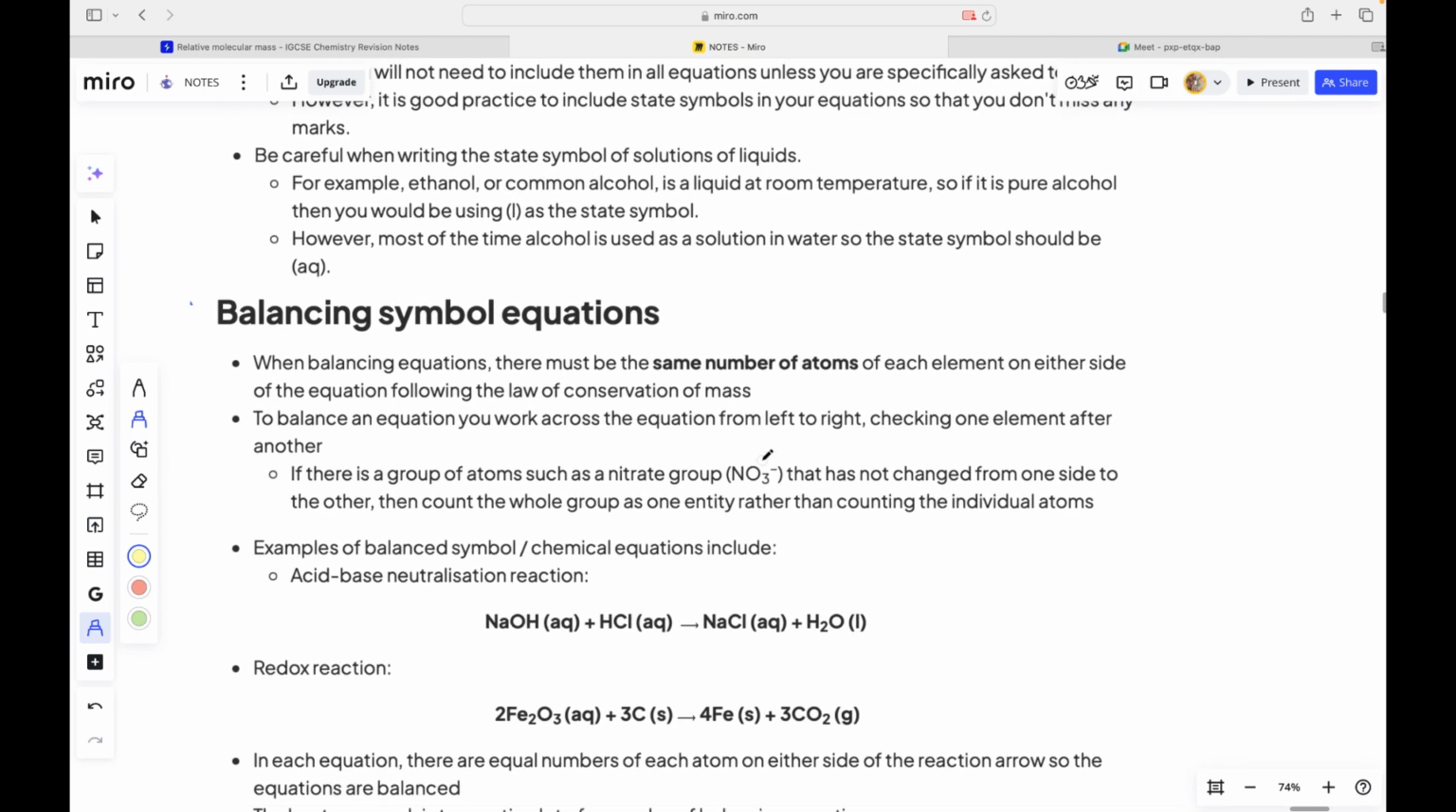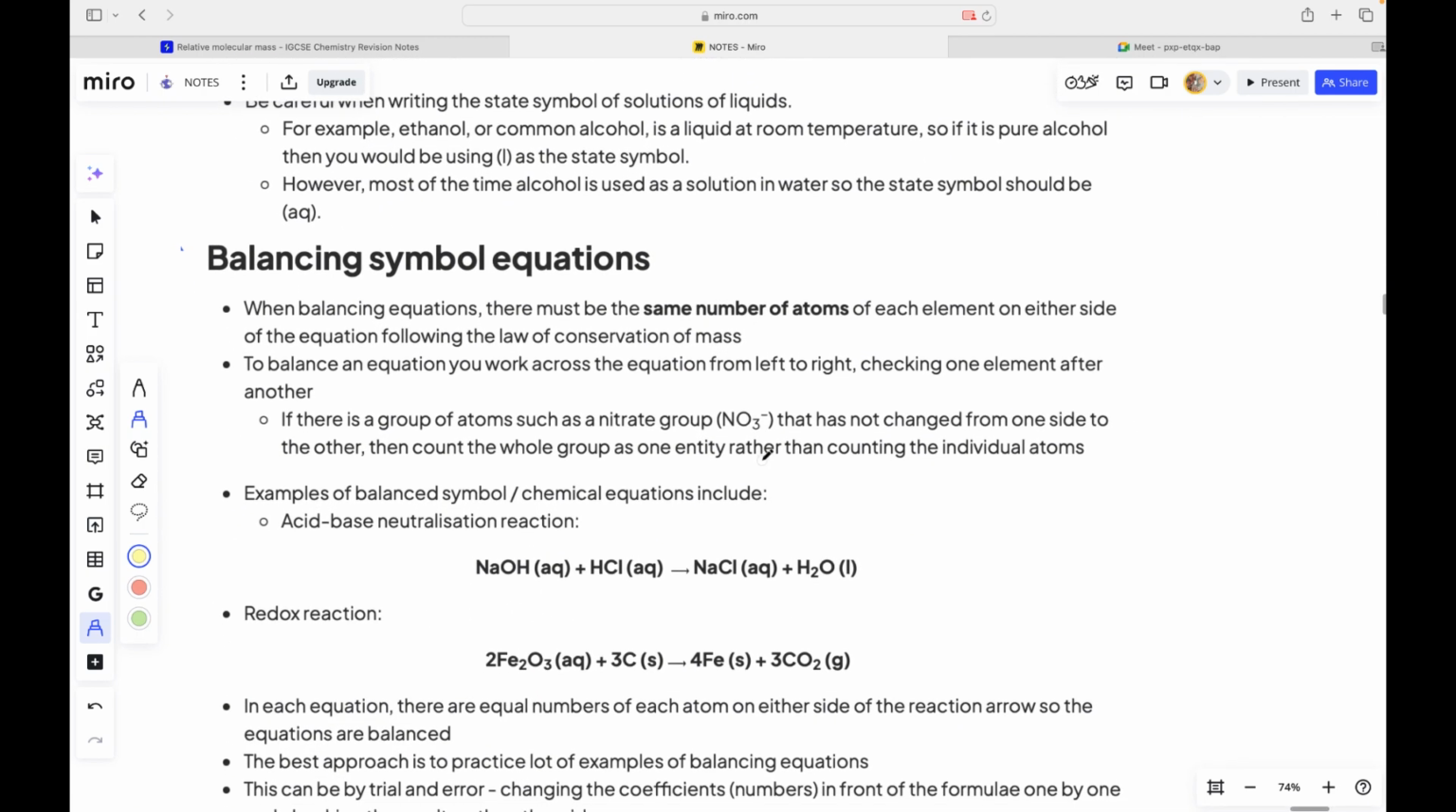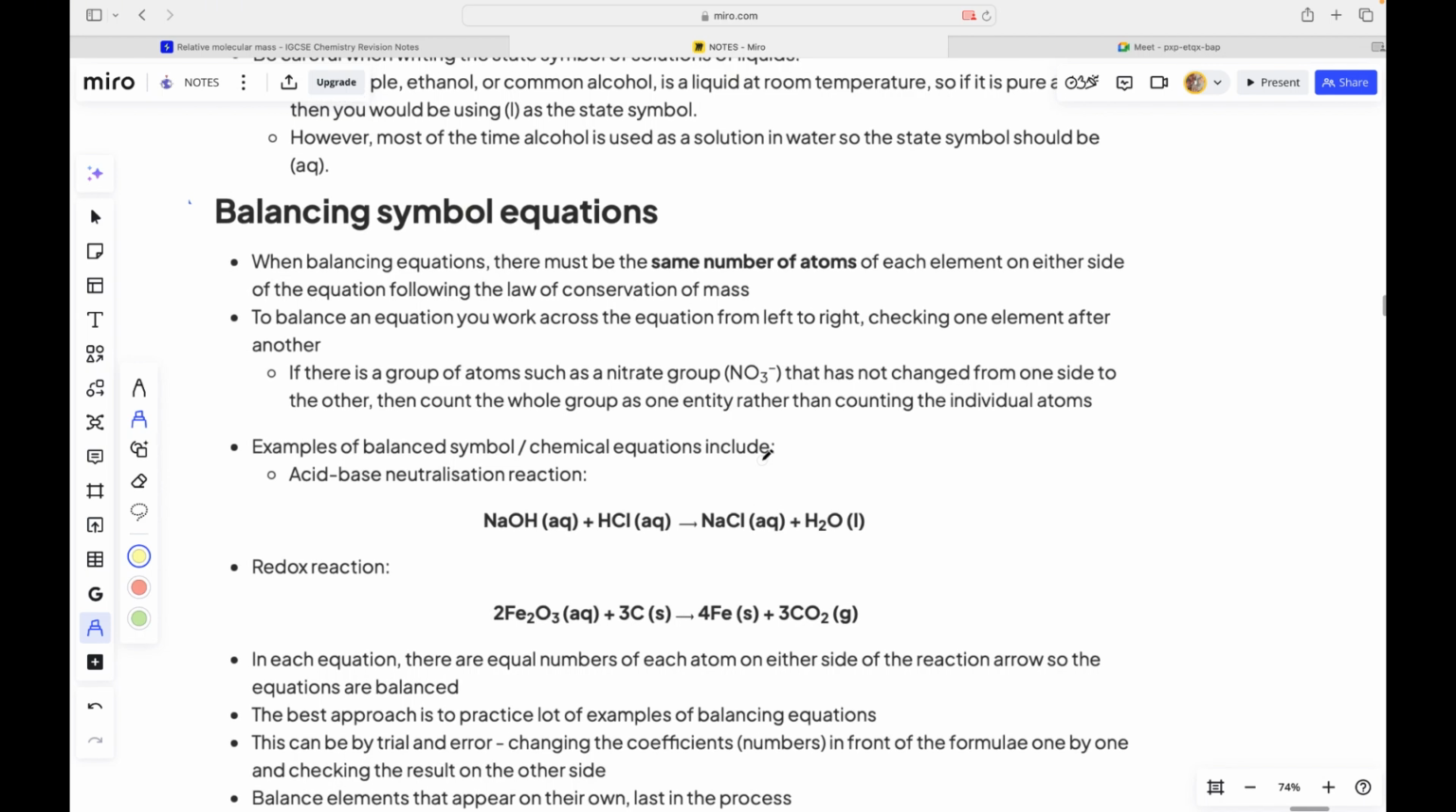Now we move on to balancing a symbol equation. Every symbol equation you write, you have to balance it like we said earlier on. This is sodium hydroxide. Sodium hydroxide is an aqueous solution because it's soluble in water. It reacts with hydrochloric acid, which is also aqueous. Acid and alkali, they are aqueous, to form a salt, sodium chloride, which is also aqueous because it's soluble in water, plus water itself. Water is liquid.